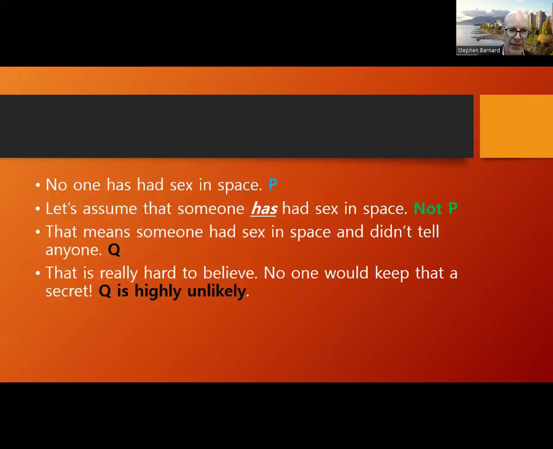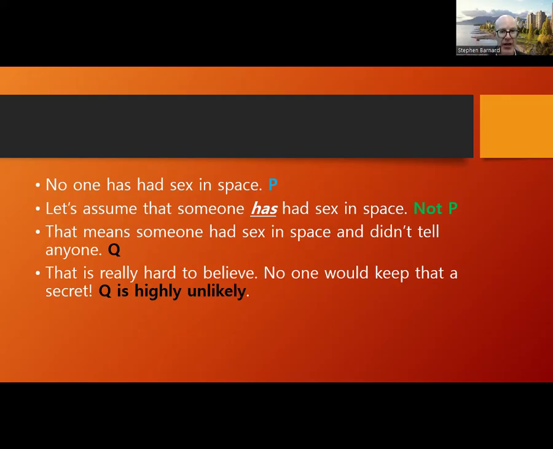Let's look at a couple of examples. By the way, this one here, the one about no one having had sex in space, this is not my personal example. This is from the textbook. If I believe that no one has ever had sex in space, but someone says, you know what, given the number of people that have gone up in space, I'm sure there must have been some kind of sexual act up in orbit.